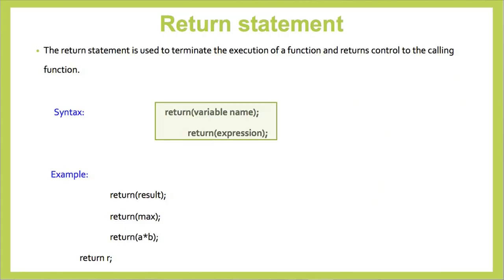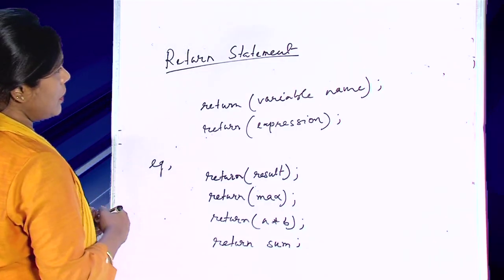Now I am coming to return statement. The return statement is used to terminate the execution of a function and returns control to the calling function. For returning a value, we have to use the keyword return, and after that, within the first bracket, we have to specify the variable name. Now I am going to write the syntax of return statement in function. This is the syntax of return statement.